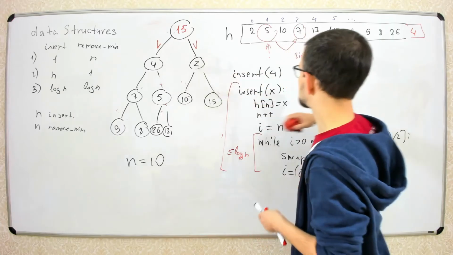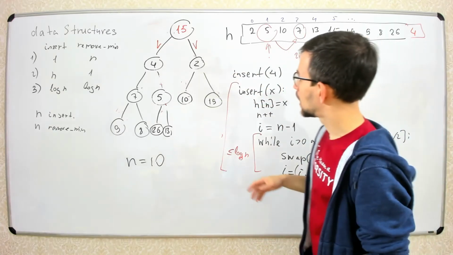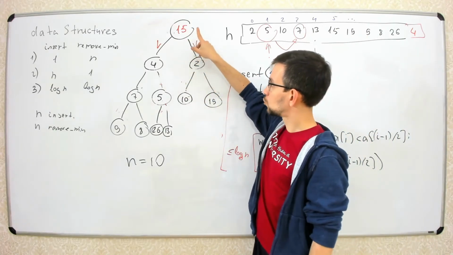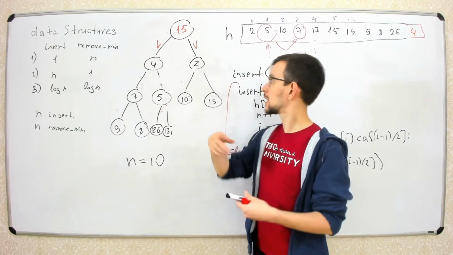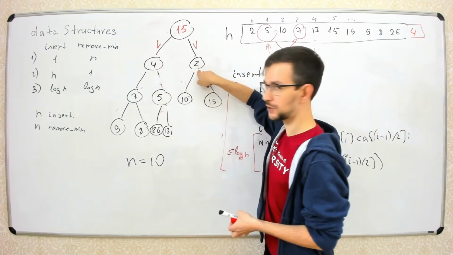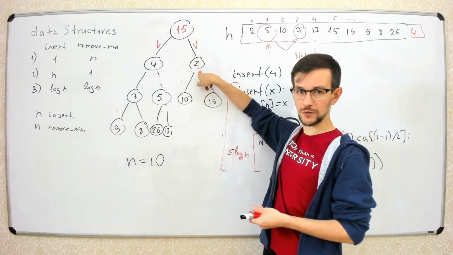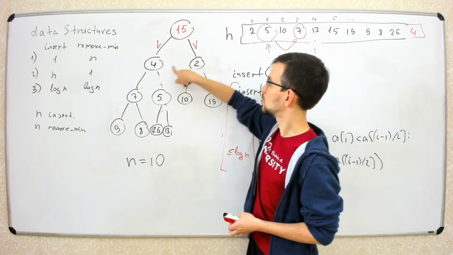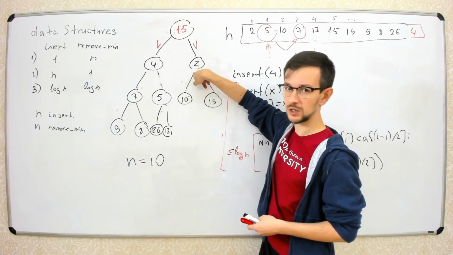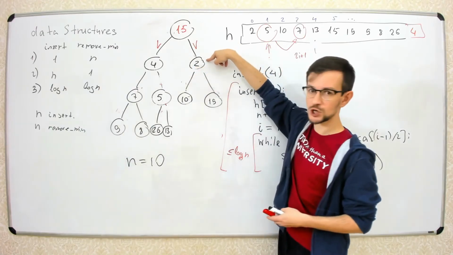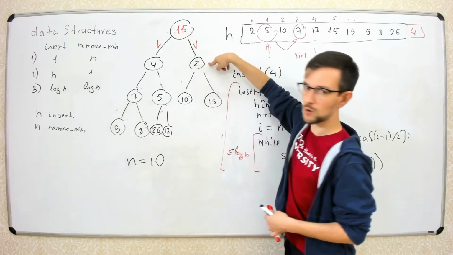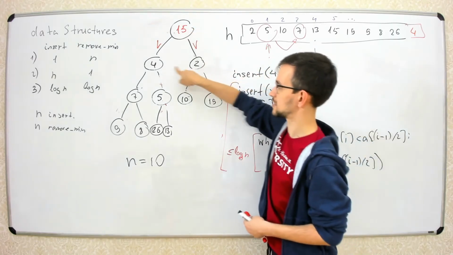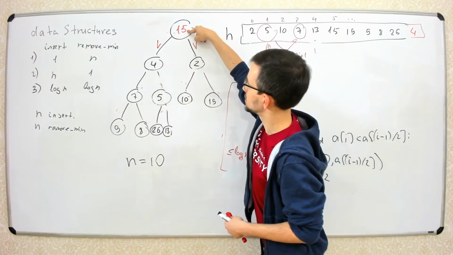So how can we fix this property? To fix the property for both these nodes at the same time, we'll do the following. We'll take one of the children, actually the minimal of the children. So we look at both children, see which child is the minimal one, and swap this root with the minimum of the children. So this 2 is less than 4, so we swap this 15 with this 2.